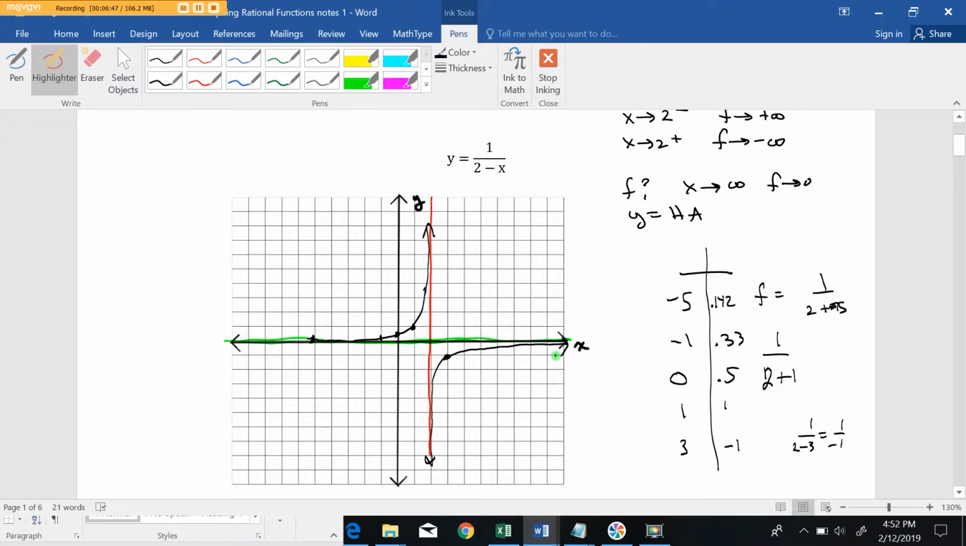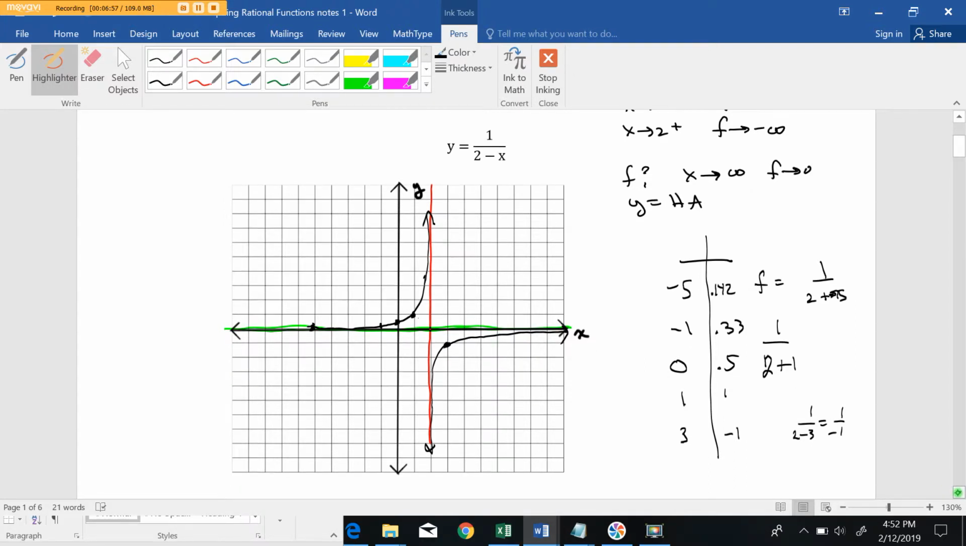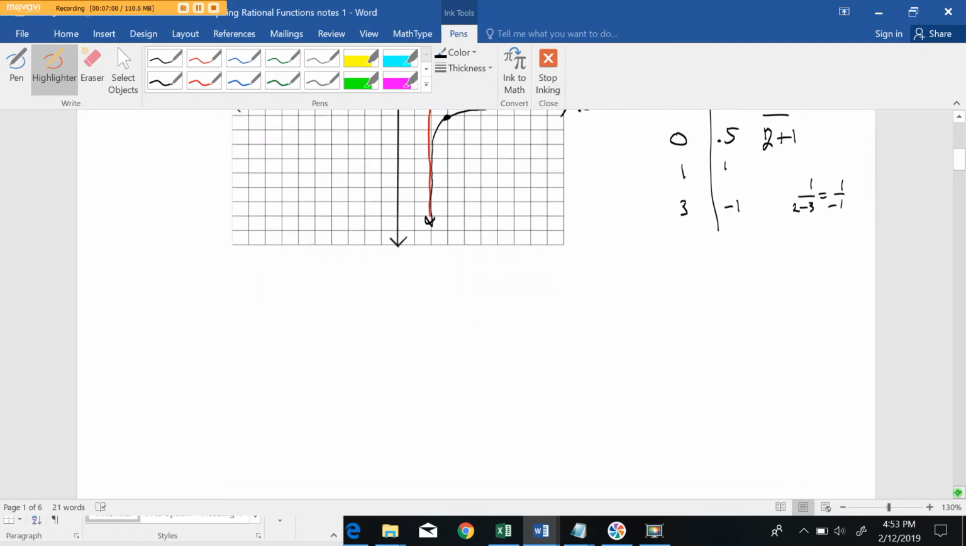Now, this graph was sketched using 1, 2, 3, 4, 5, 6 or so points. As we do a couple more, I'll probably try it with even fewer points. Once you have the asymptotes, these things become pretty easy to graph. I'm going to move along to the next example here.